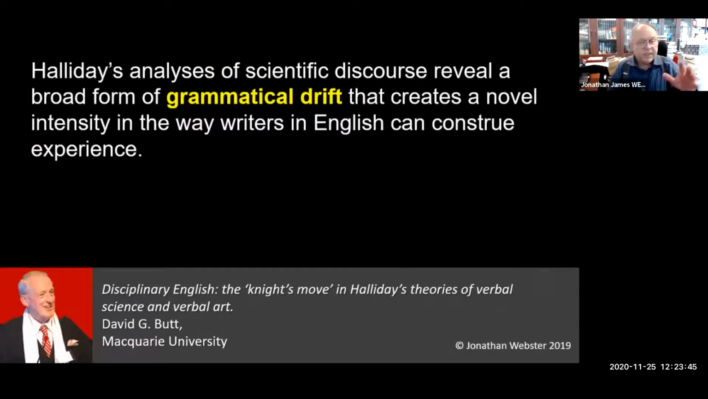Professor David Butt put it this way. He said, Halliday's analyses of scientific discourse reveal a broad form of grammatical drift. These shifts that we've been talking about in terms of grammatical metaphor take on a novel intensity, something that is novel, it's new, a frequency. This frequency with which we turn verbs into nouns and adjectives into nouns and conjunctions into verbs to relate and so on, this becomes so frequent that it actually becomes the way one writes, especially within scientific discourse.